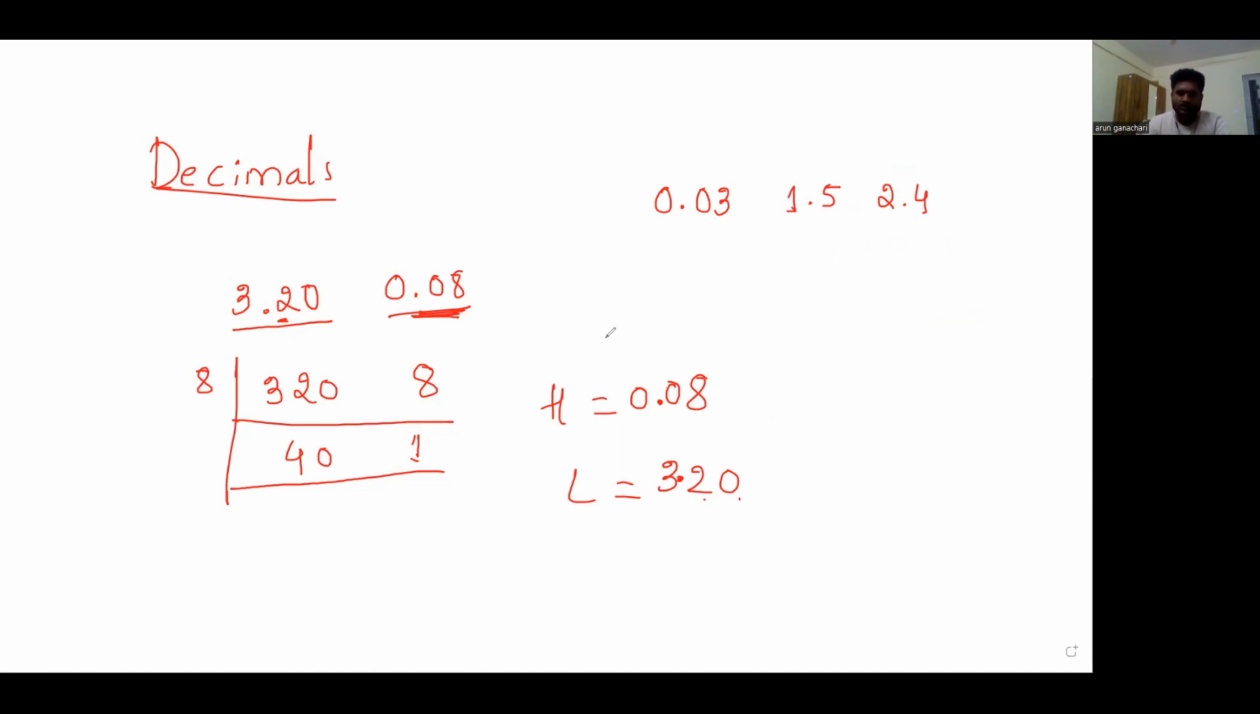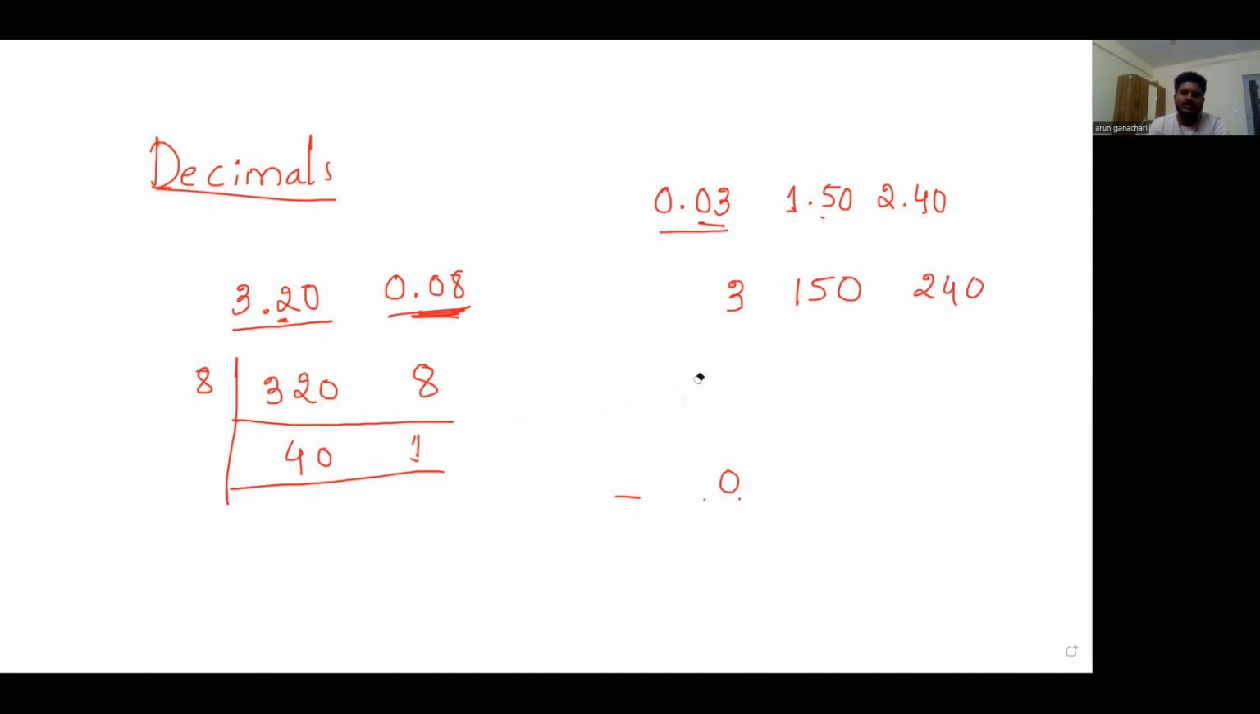So the first step is to make sure that the number of digits after the decimal are the same. How many digits are there here? 2. Here there is only 1 digit, so I'll give it a 0. Here also there is only 1 digit, so I'll give it a 0. So if I take out the numbers, they become 3, 150, and 240. I hope I'm clear here.